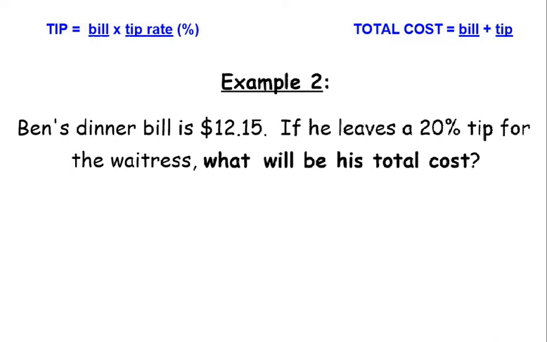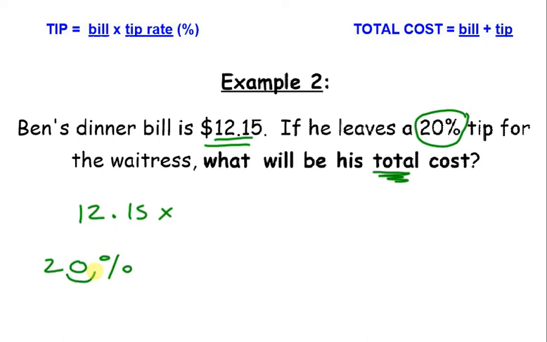Okay, example number 2. Ben's dinner bill was $12.15. If he leaves a 20% tip for the waitress, what will his total cost be? So this time we're going to take it that extra step and determine the total cost. So we're going to first calculate the tip. So it's going to be $12.15 times, now we have 20%, so we need to move that decimal back 1, 2, so it's going to be 0.20 equals, now go ahead and put that in your calculator, and you should get 2.43.